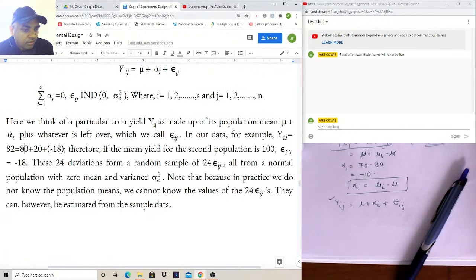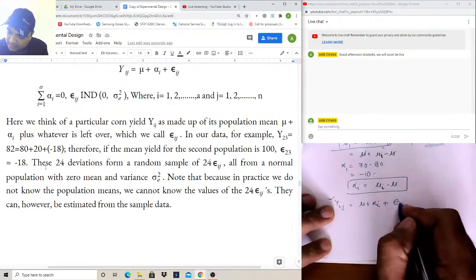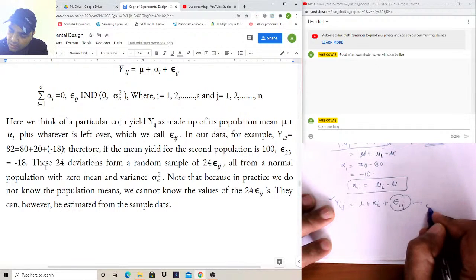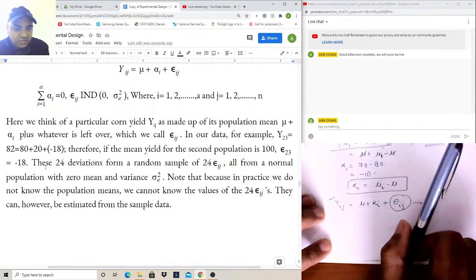is equal to the overall mean, then the difference which came out to be 20, and what will be left? It will be minus 18. Therefore, if the mean yield for the second population is 100, so epsilon 2 3 will be equal to minus 18. So when you add all these epsilons, the sum will be equal to 0.